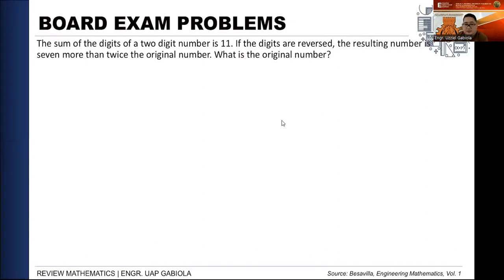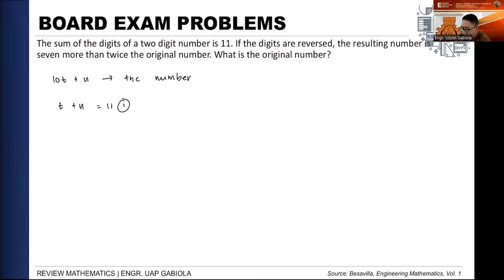Okay, so let's have this problem. The sum of the digits of a 2-digit number is 11. Una muna is 2-digit number ulit tayo, yung pinag-uusapan natin. So ibig sabihin ng the number natin is 10t plus u. Ito lagi yung the number natin. Unang statement pa lang, sabi niya, the sum of the digits. So ang sinasabi ng digits is yung t at u. So yung sum niya is 11. So t plus u daw is 11. Yan yung first condition niya.